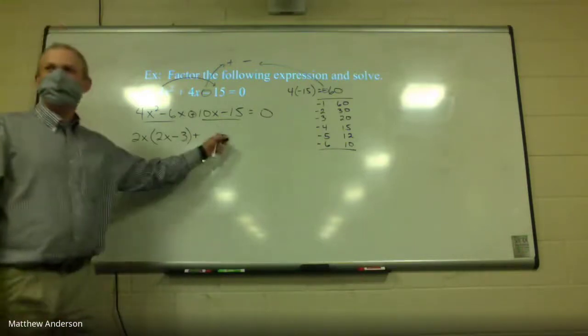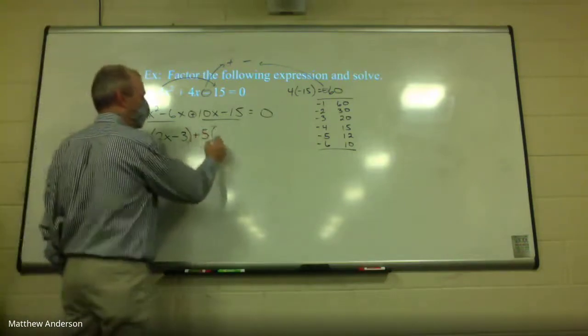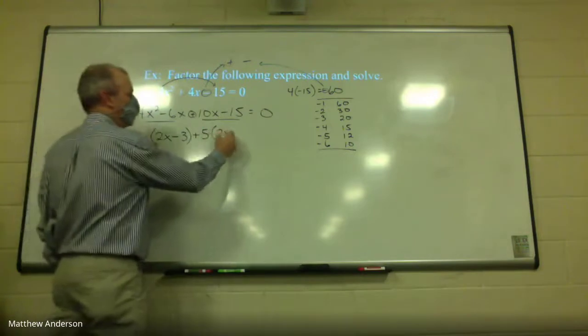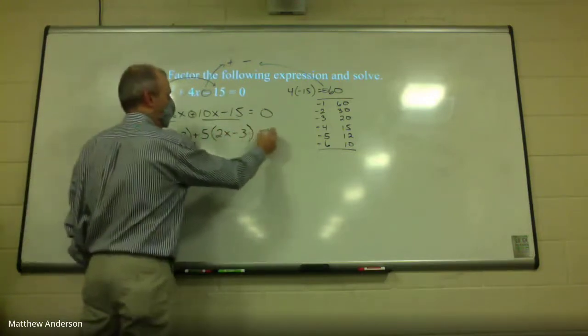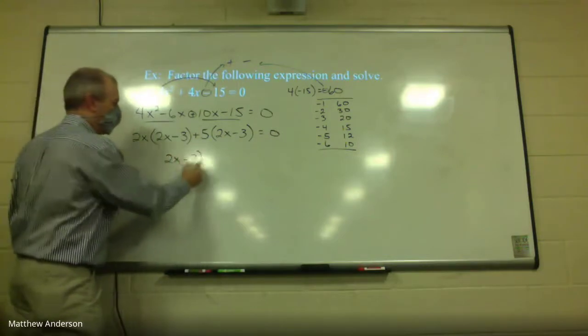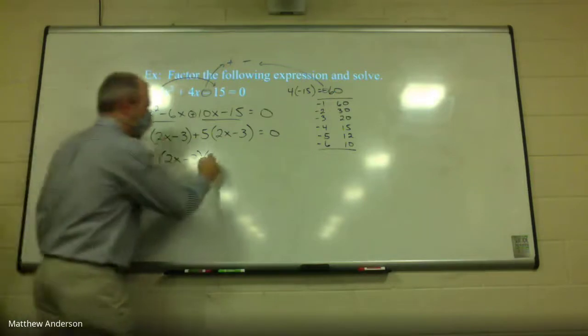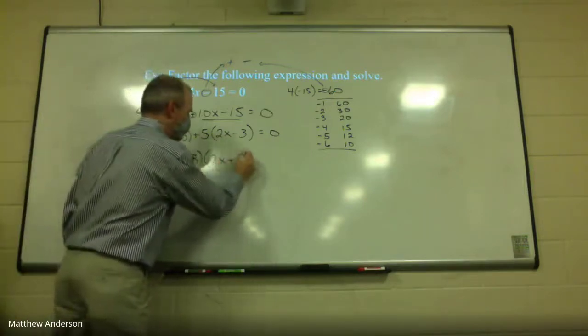What can we take out of the second group? A 5. And then what's going to be left? 2x minus 3. So what can we take out of both of these? 2x minus 3. And what's going to be left after that? 2x plus 5.